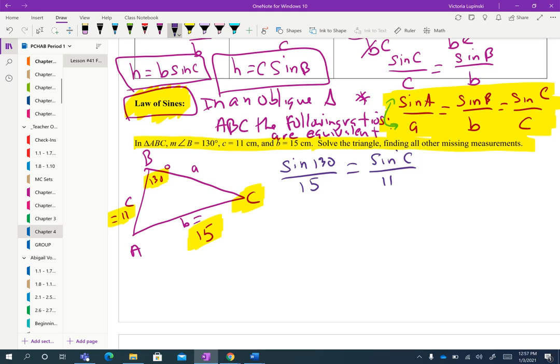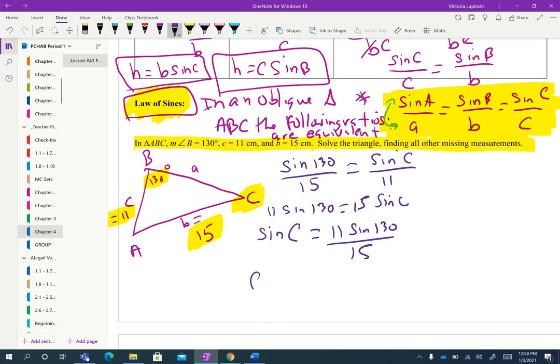Now, here's where you have to be careful with your calculator. You're not going to use your calculator until the very last step. So go ahead and cross multiply. 11 sine of 130 is equal to 15 sine of C. Then to get the sine of C by itself, you're going to divide. So the sine of C is equal to 11 sine of 130 divided by 15. Only once you have reached this point can you use the calculator. Don't round anything along the way.